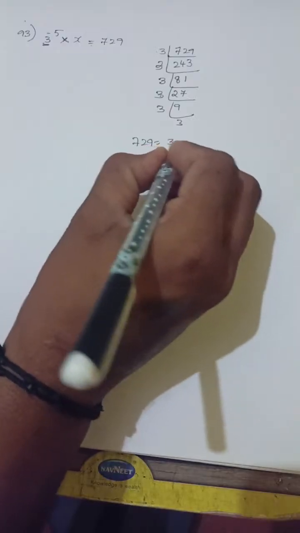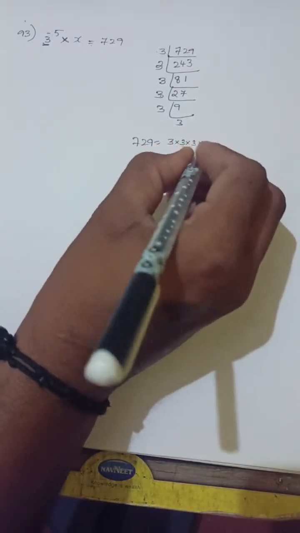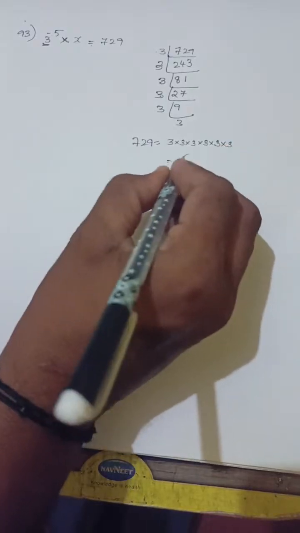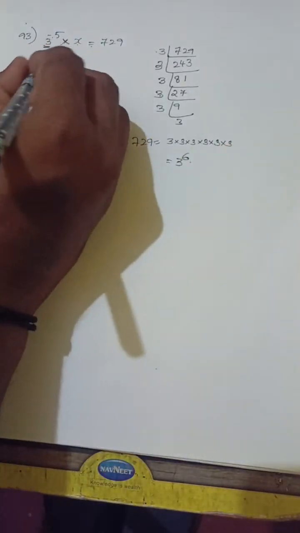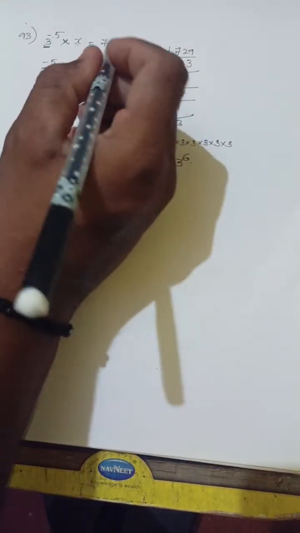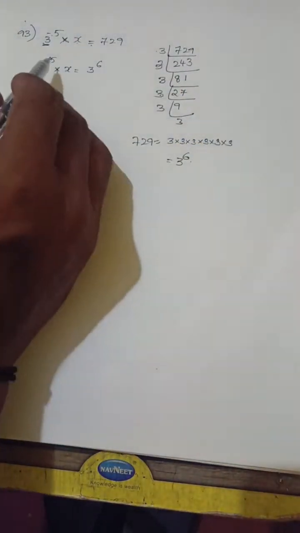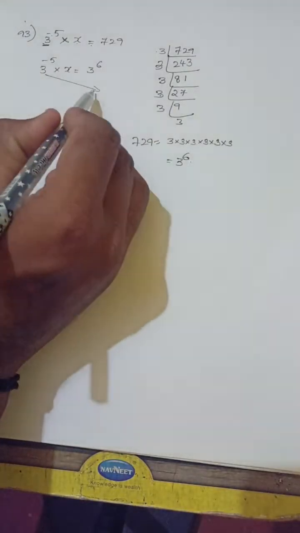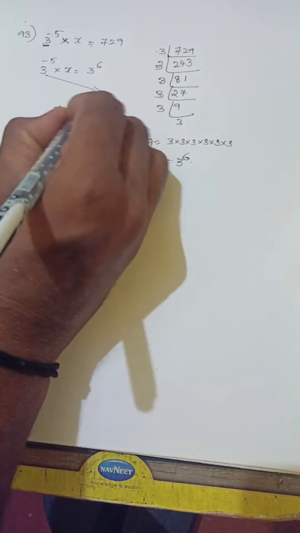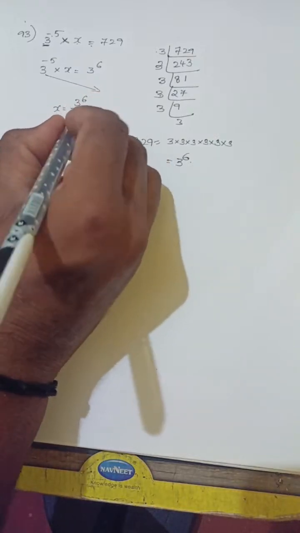So 3 × 3 × 3 × 3 × 3 × 3. So totally we are getting 3⁶. So 3⁻⁵ × x = 3⁶. So we are taking 3⁻⁵ to the denominator of the right hand side, then the x value will become 3⁶/3⁻⁵.